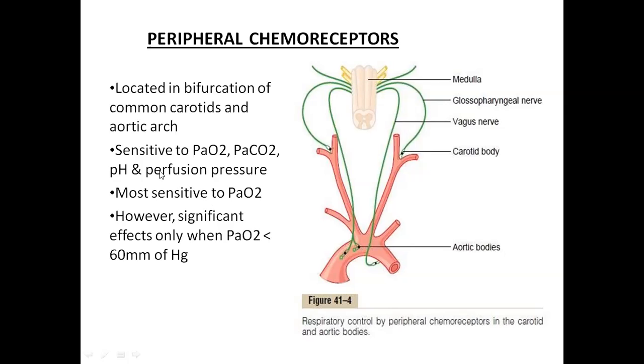So in this way, by detecting the changes in the partial pressures of oxygen and carbon dioxide, and changes in the pH and the perfusion pressure, the aortic bodies and carotid bodies will send the signals through the vagus nerve and glossopharyngeal nerve to the medulla oblongata. By receiving these signals, in the medulla oblongata the dorsal respiratory group and ventral respiratory group will become activated and they will control the respiratory movement.